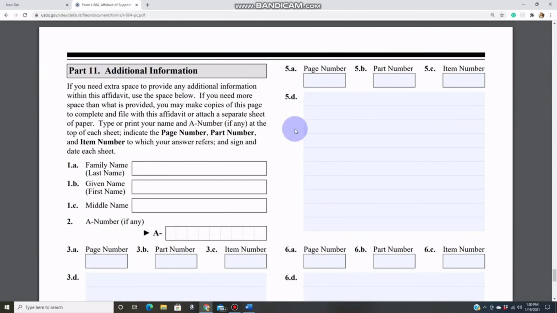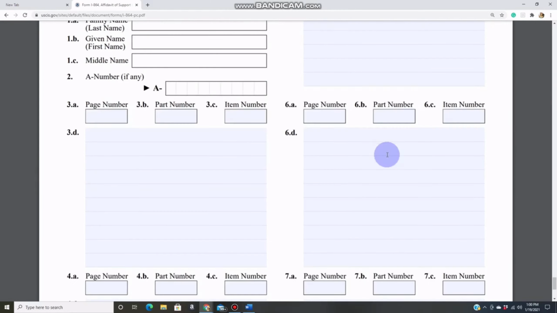Part 11, additional information. So in this part, if you have any additional information that you must write down and run out of space in the parts of the form, you can use this part. Okay?